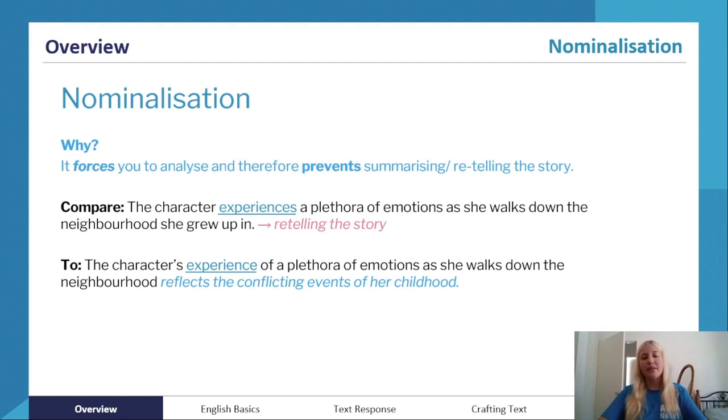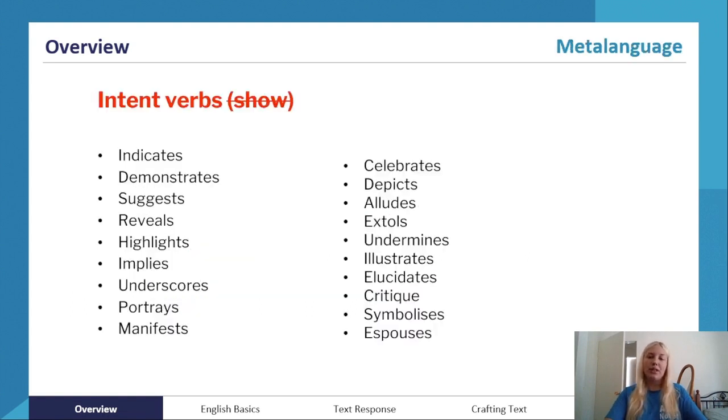So we can compare these examples. The character experiences a plethora of emotions as she walks down the neighborhood she grew up in. That's just a retelling of the story. There's no evidence or analytical idea there. But if we say the character's experience of a plethora of emotions as she walks down the neighborhood reflects the conflicting events of her childhood, we have an analytical idea there, and we've avoided summary.